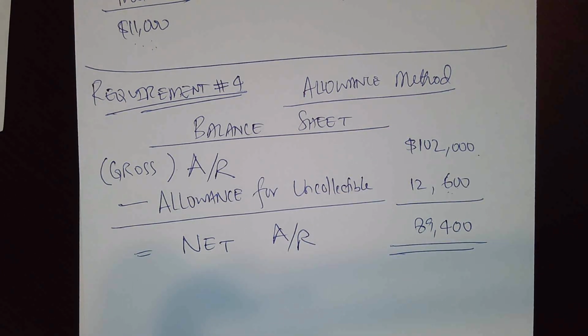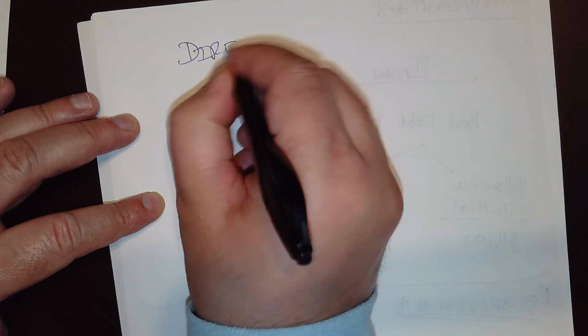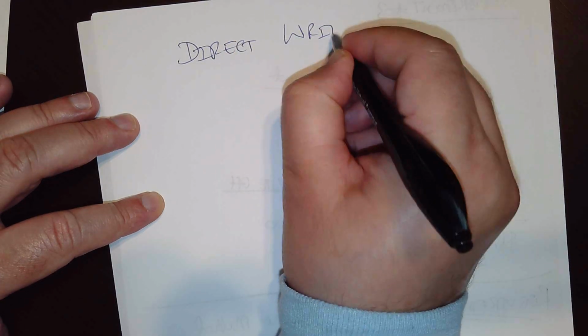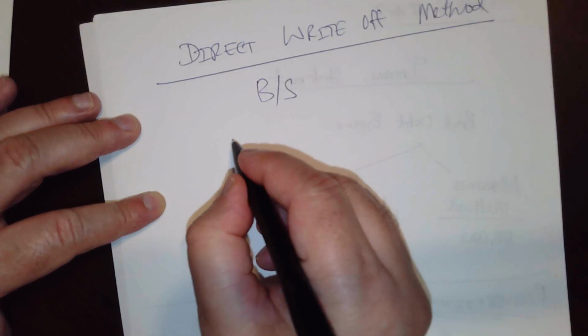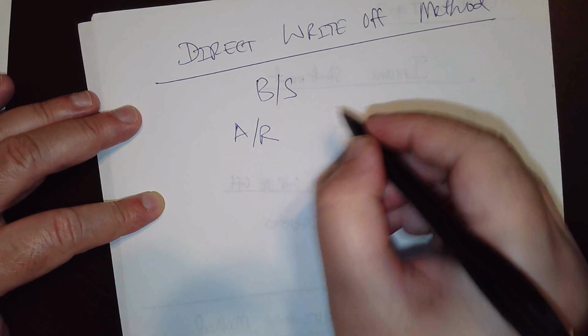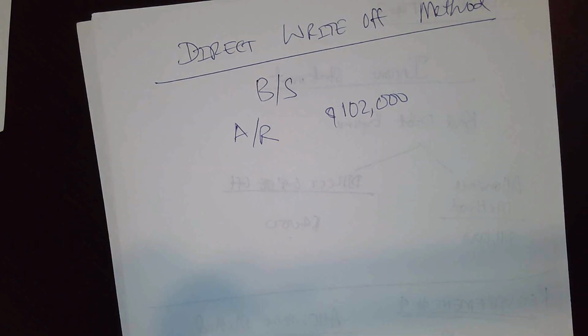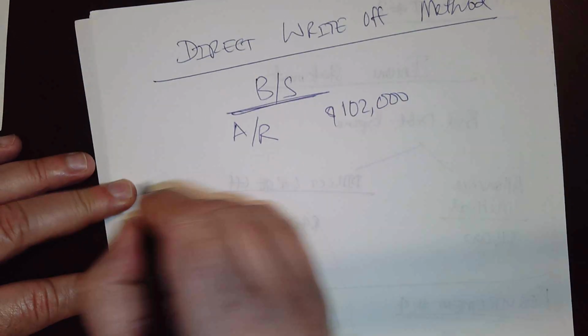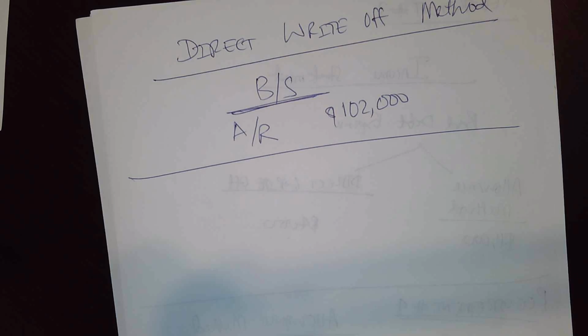So what would it be under the direct write-off method? I'm going to show you the direct write-off method on the other side. If you are using the direct write-off method, on the balance sheet your accounts receivable would be just listed as $102,000, because you are not using any allowance, so you do not have an allowance. You write off whenever it comes.